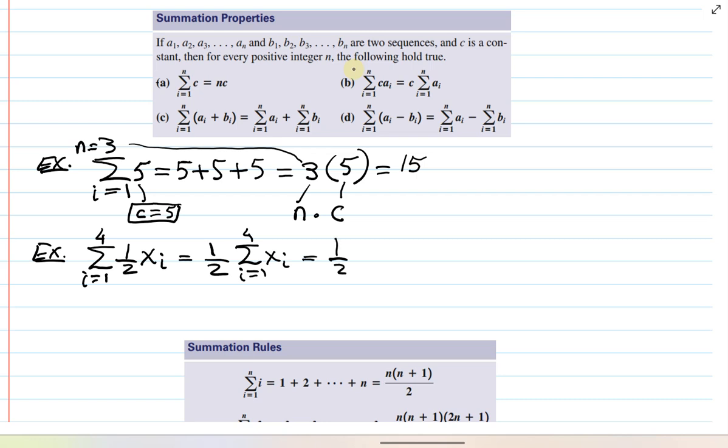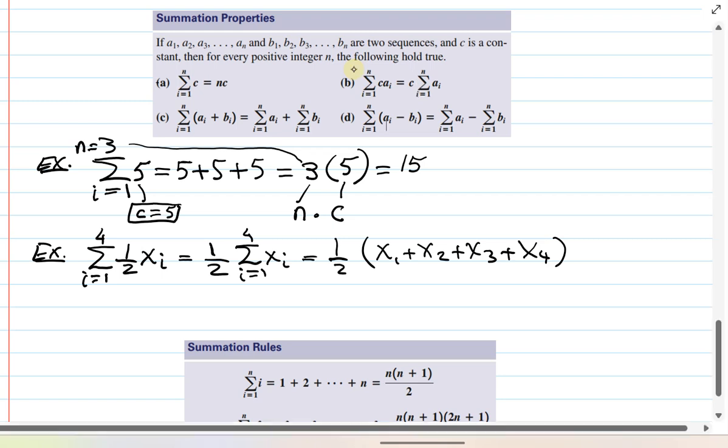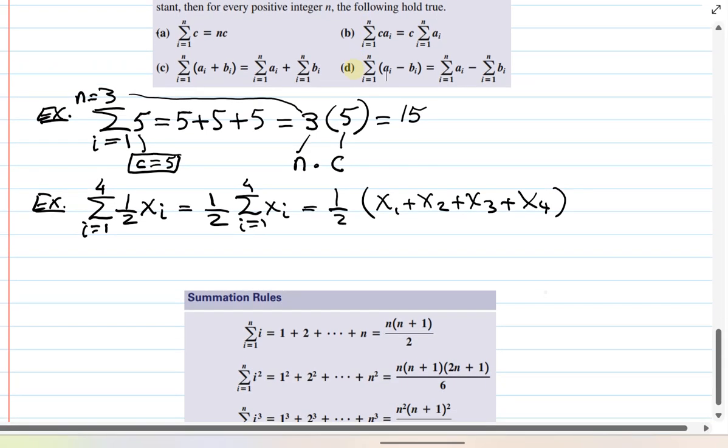And what does that mean? Again, i is 1, so it's x1. i becomes 2, i becomes 3, i becomes 4. There you go. So that's what that expression means. So it is okay to bring out a constant. Now note, we can only bring out a constant in front of the sigma, not variables.